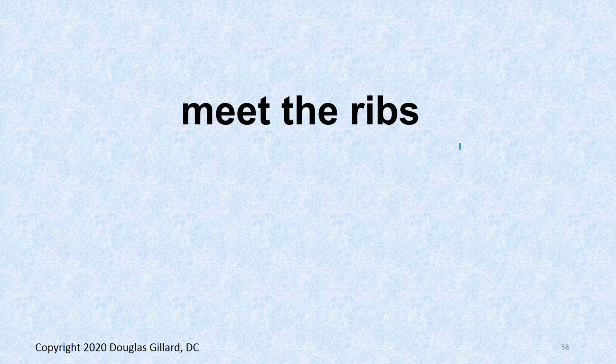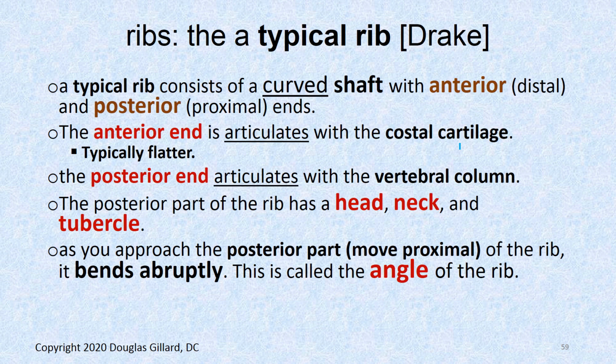All right, meet the ribs. So a typical rib we'll talk about. I'm not going to talk too much about the atypical ribs, but the typical ones we will. It consists of several parts. There is a curved shaft with an anterior and posterior end. This always gets confusing. I might as well cover this right now. So here's vertebrae. This is a posterior to anterior view. Draw a couple of vertebrae, right, and we have a TP coming out like this on each side.